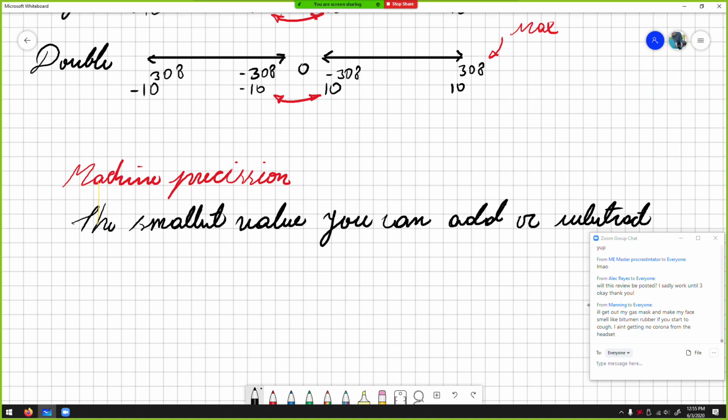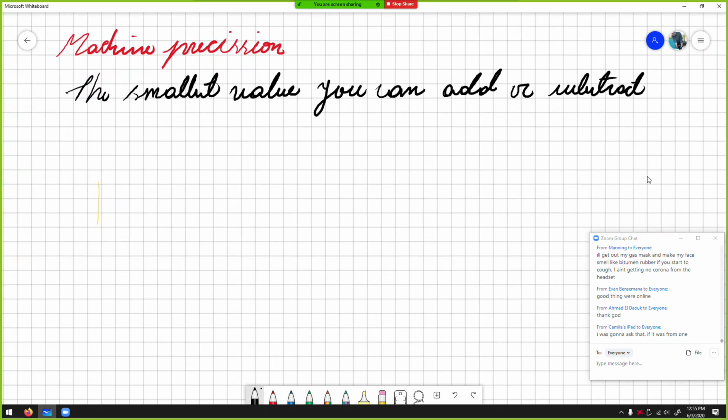So this is the smallest value that you can add or subtract from 1 and still be able to tell the difference. That's pretty much what machine precision is. Now this whole machine precision business is something that you saw in your first project, when we were talking about finite difference.